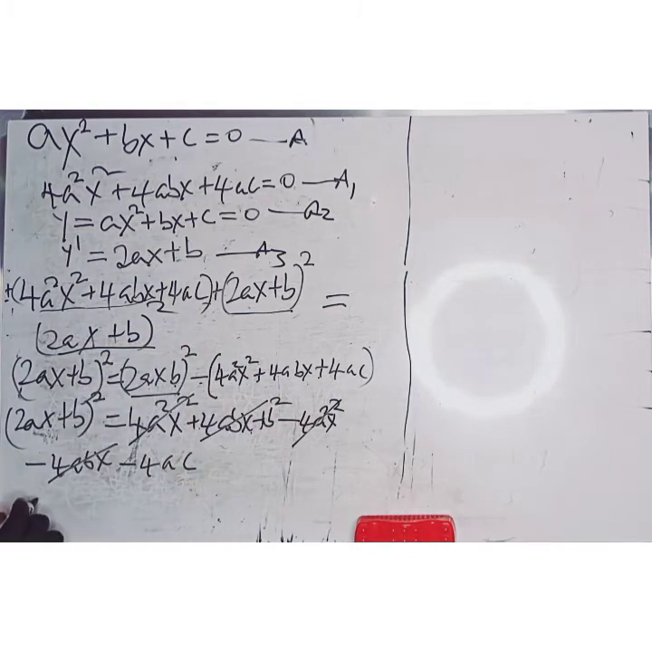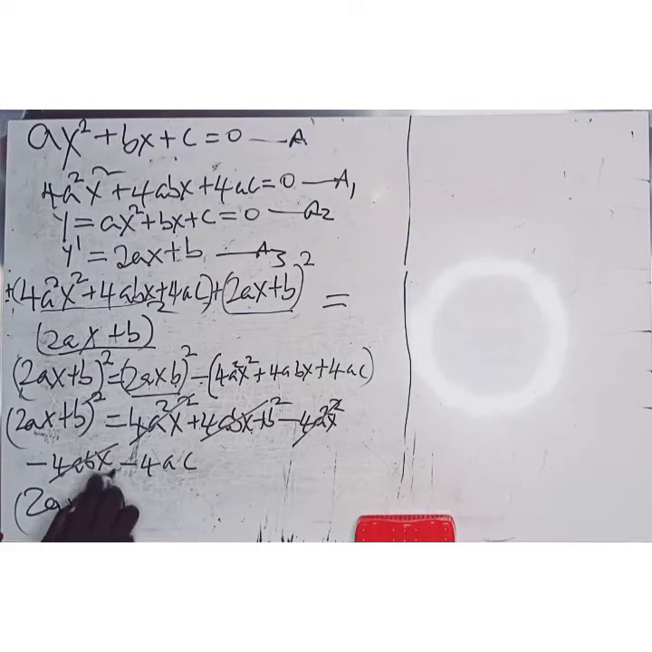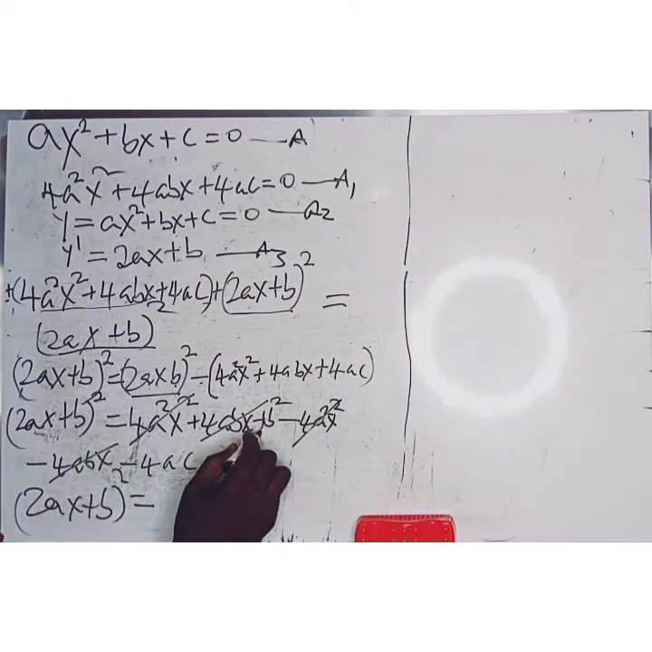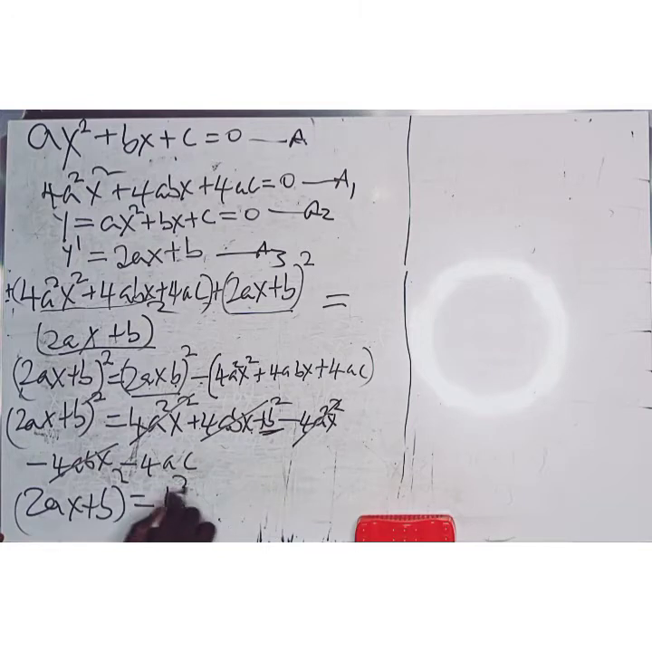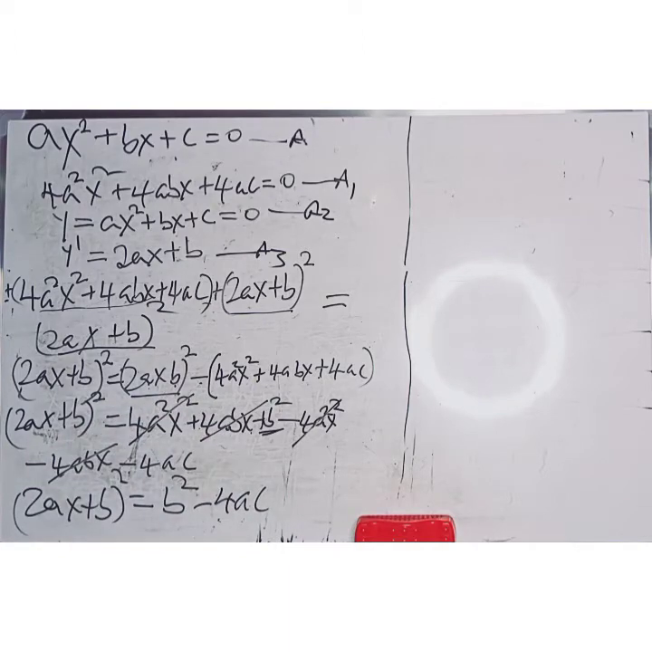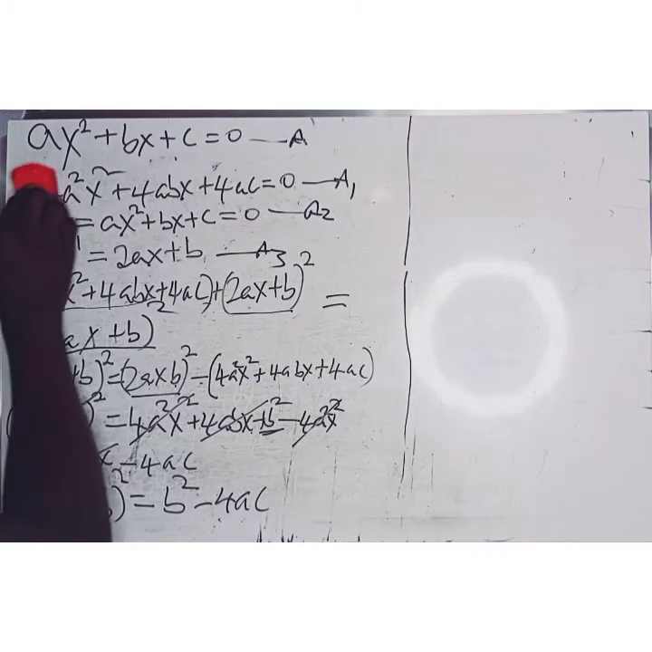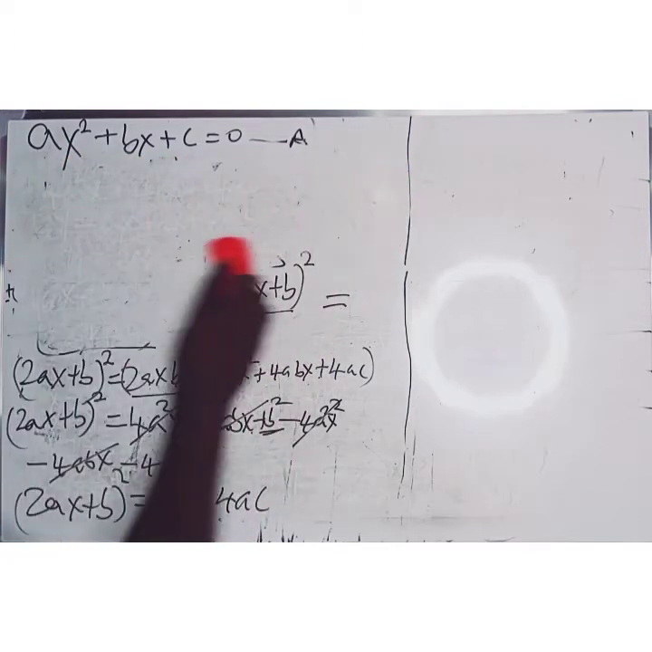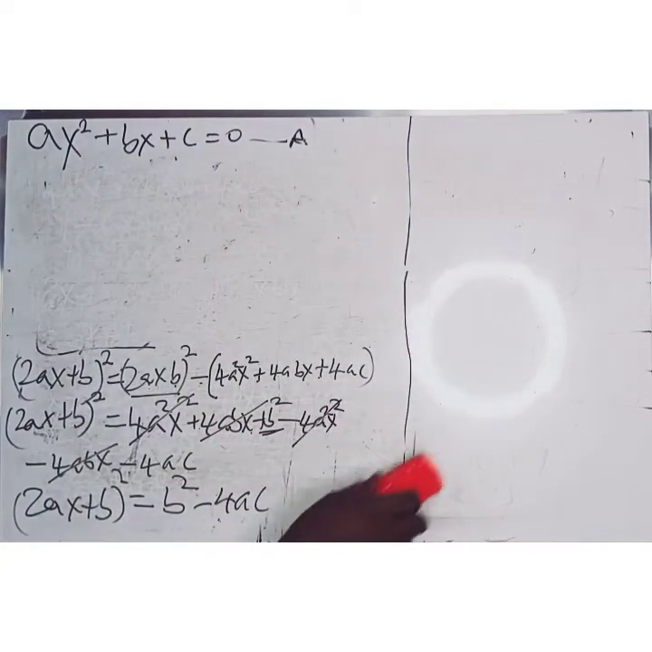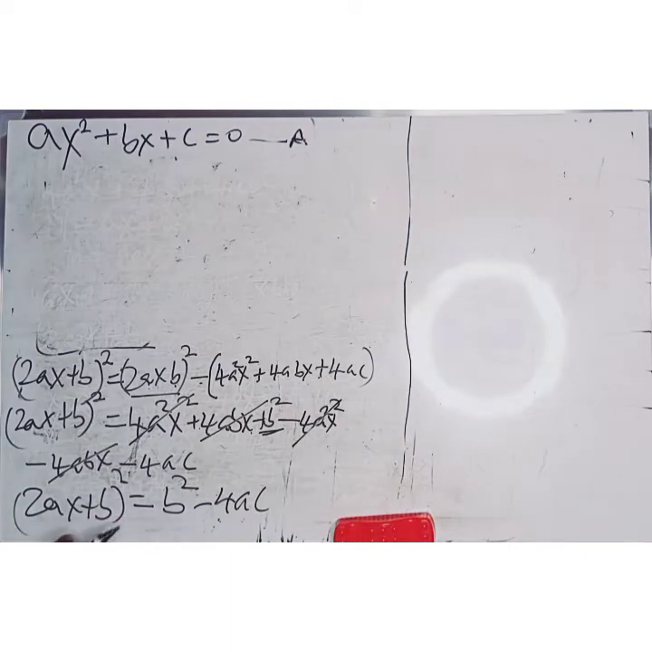I am left with (2ax + b) all squared equals, what am I left with? b squared minus the constant 4ac. All right, so let me just clean this to have space. Okay, I clean this. All right, so we go again.